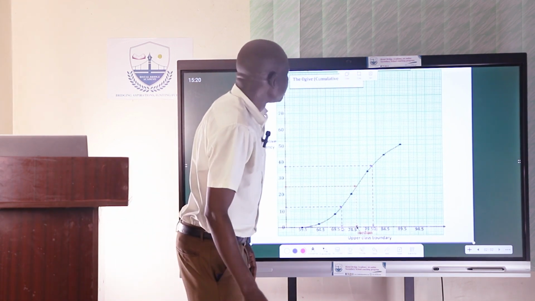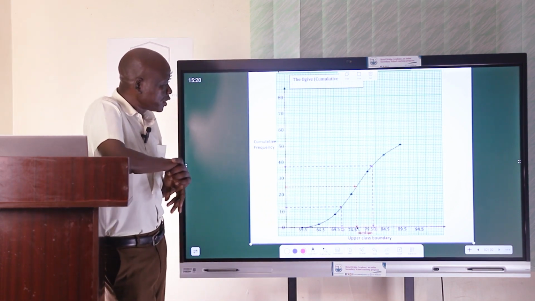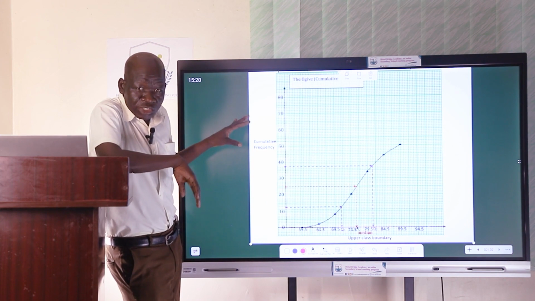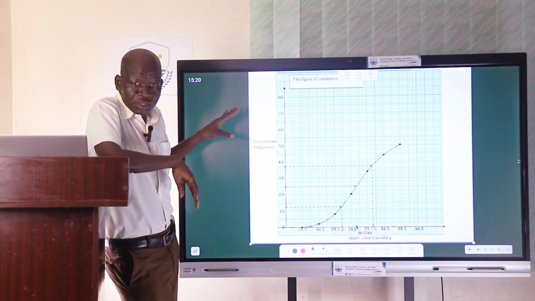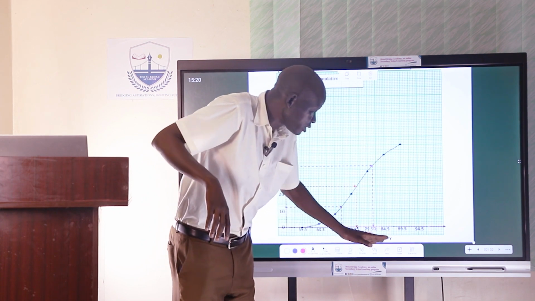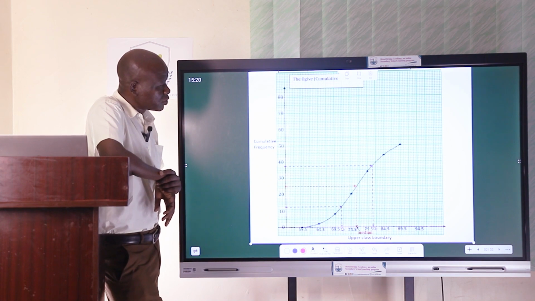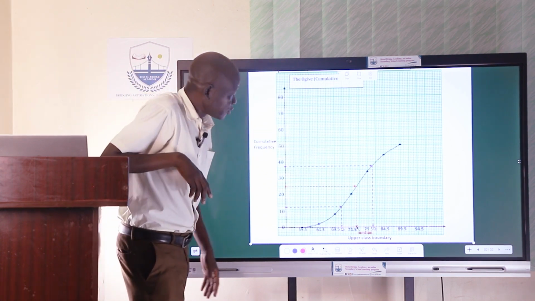So this is the shape of the graph after plotting them. You find that cumulative frequency should be on the vertical axis, while the upper class boundary values should be on the horizontal. This is the shape of the graph.